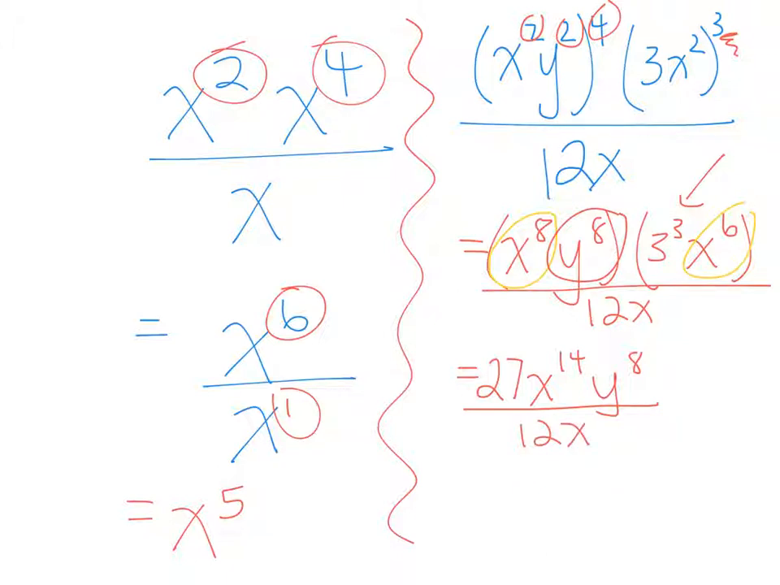Okay, and now I just look at my numerator and denominator, and I look at my number first, and I think, okay, 27 and 12. Are they both divisible by anything? Yeah, I feel like they're both divisible by 3. So 27 divided by 3 is 9. 12 divided by 3 is 4. Then if I look at my x's, I have x to the power of 14 and x to the power of 1. So if I subtract those, I get x to the power of 13. And there's no other y's, so I just leave it. So final answer is this.